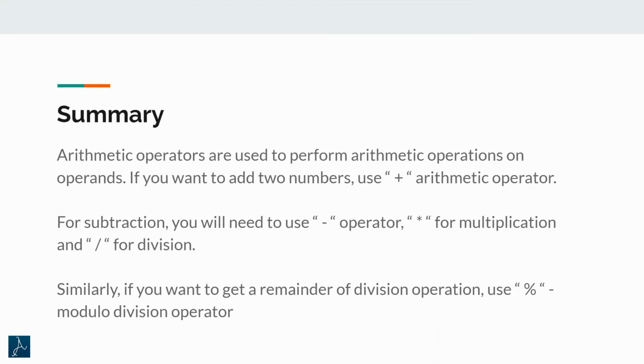Let's summarize what you have learned in this lecture. Arithmetic operators are used to perform arithmetic operations on operands like variables and constants. Use plus arithmetic operator to perform addition, minus operator to perform subtraction, asterisk for multiplication, slash for division, and % sign for modulo division operation.